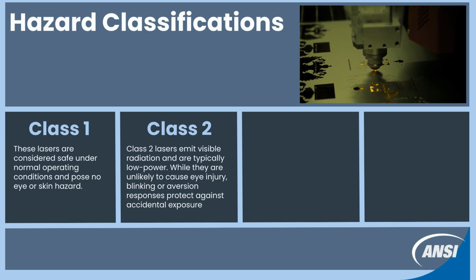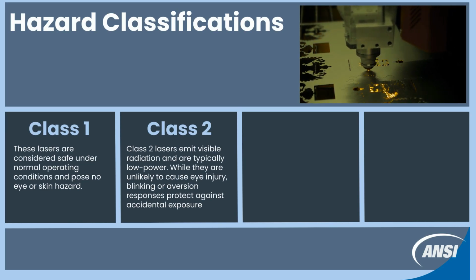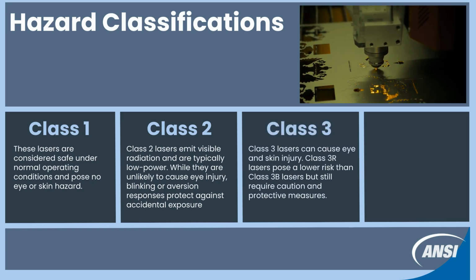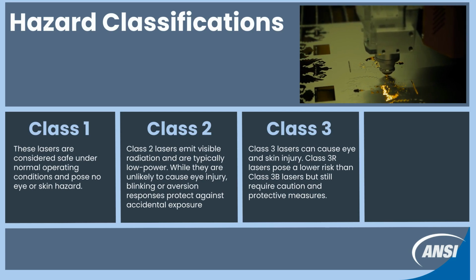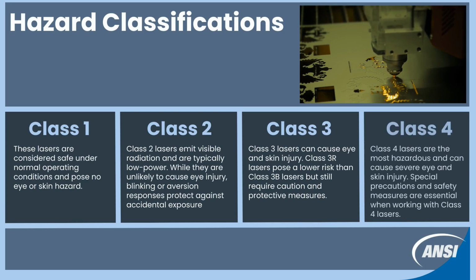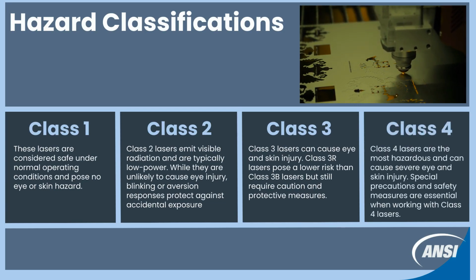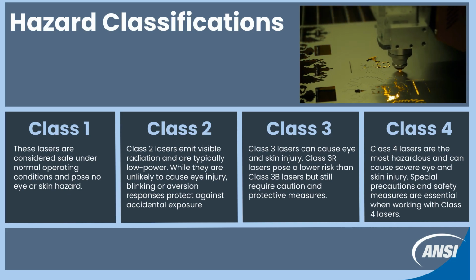Class 2M lasers do not normally pose a hazard for unaided viewing but may be hazardous if viewed with collecting optics. Class 3R can cause eye and skin injury but pose a lower risk than Class 3B lasers. Class 3B are more hazardous than Class 3R lasers and are relatively unsafe under direct and specular reflection viewing conditions. Class 4 lasers are the most hazardous and can cause severe eye and skin injury. They also require special precautions and safety measures.